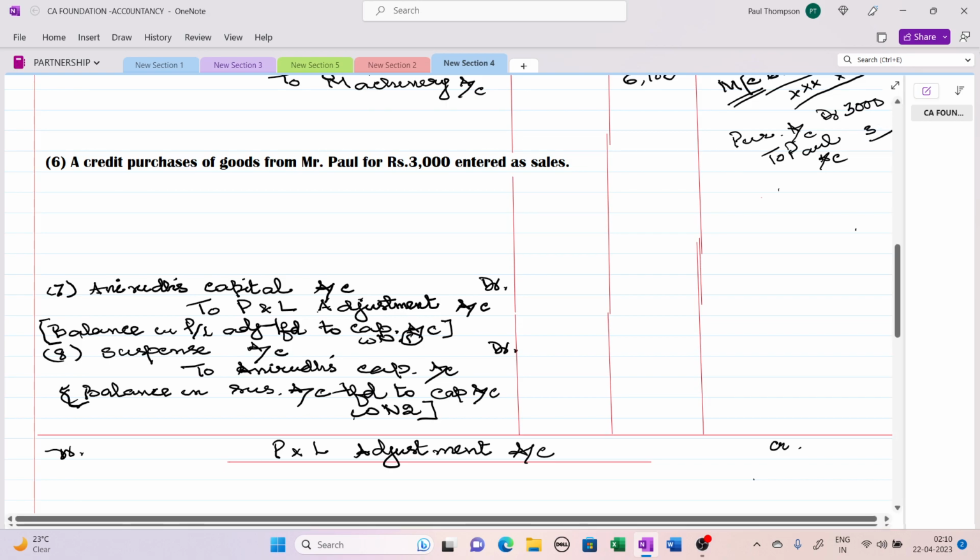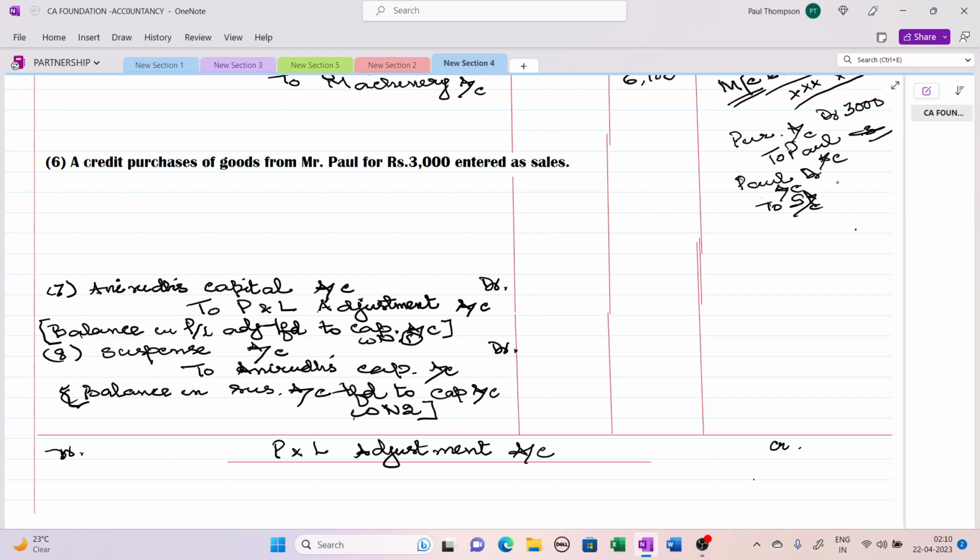Okay, I don't have space, so I am not writing it. But what is the mistake that happened? It was entered in the sales account. Whenever you enter in the sales account, the person is getting debited. He becomes the debtor. Paul account debit to sales account.